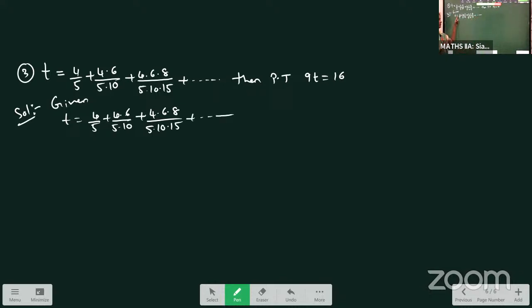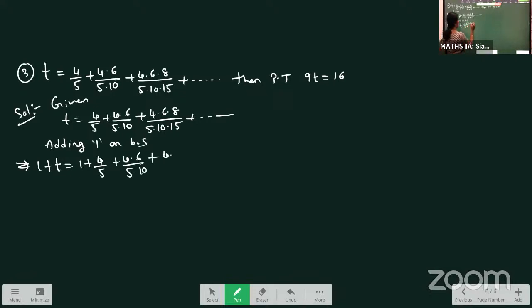So if you observe, the first term is a single term by a single term. So all terms are there except one. So adding 1 on both sides. By adding 1, it becomes 1 plus t is equal to 1 plus 4 by 5 plus 4 into 6 by 5 into 10 plus 4 into 6 into 8 by 5 into 10 into 15 plus so on. Now the rest of the procedure is the same as the previous question.